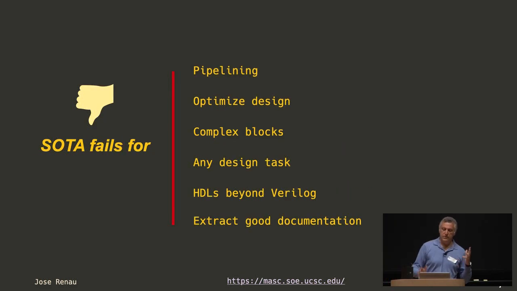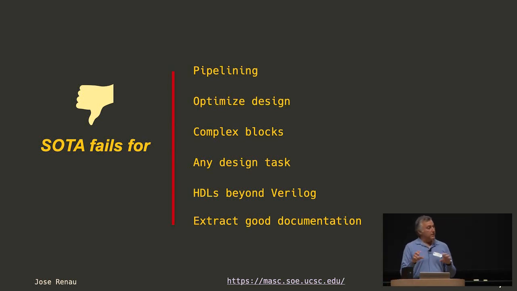So what is the state of the art not going to do, and what are we trying to fix? If you do some pipelining, that's not going to work, unless it's trivial pipelining. If you try to optimize the design for frequency, it's not going to work. If you do any complex work, we're going to see some of the things that fail as you scale. Forget about any design task. You'll say, give me this core, and it will say, here, but it's not realistic and not going to work.